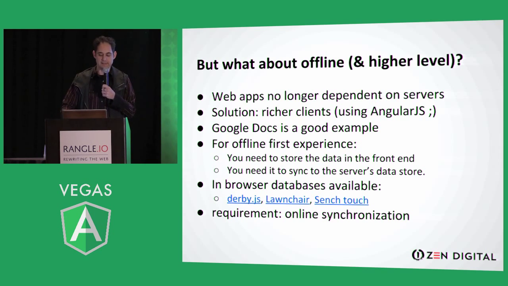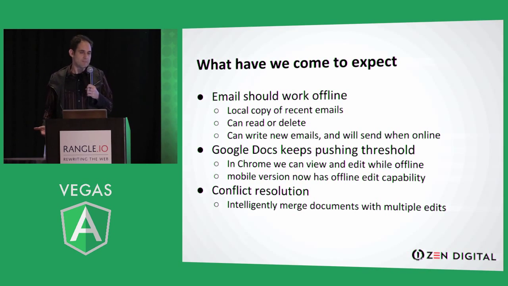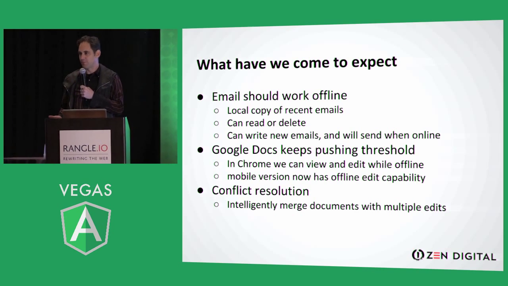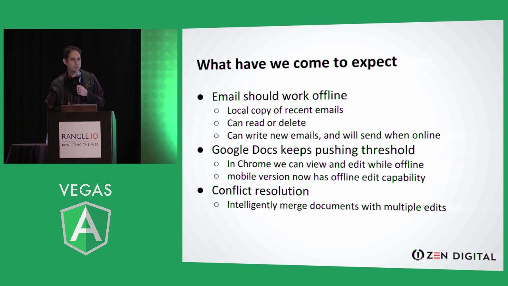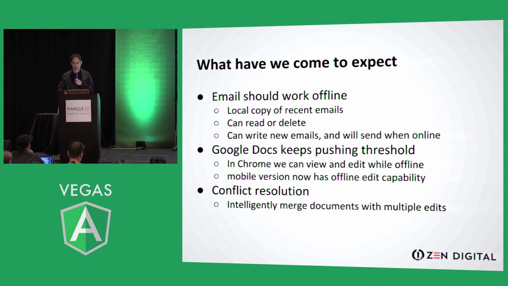And what we want is online, offline synchronization capabilities. When we go online, we want to synchronize. And so what we've come to expect is that we should be able to use our email program when we're offline. There's a local copy of recent emails. We can read or delete them, and we can write a new email, and it'll send when we go online, and any deletions or changes we've made will synchronize. So that's the standard that all of our apps should be approaching at this point.